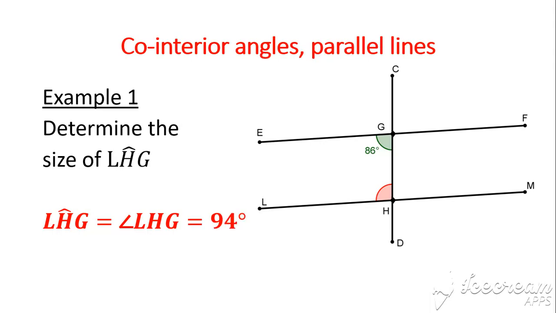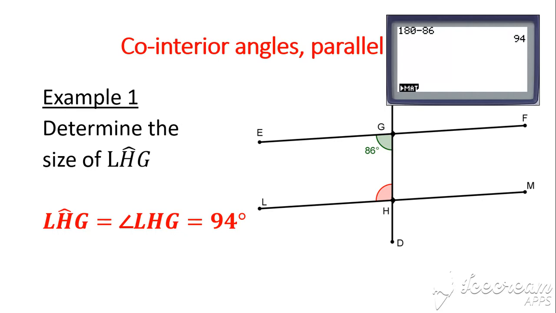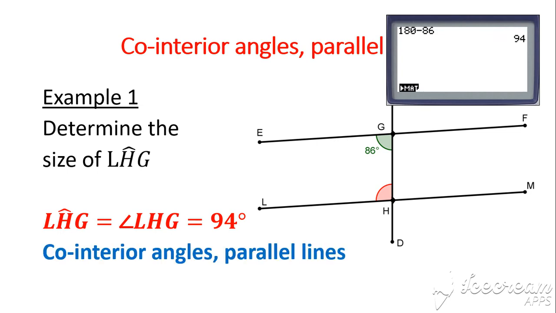How did I get 94? Well, I just grabbed a calculator and went 180 subtract 86, and that left me with 94. Remember, with all these geometric rules we've been doing over the last few videos, you must provide a reason. You can't just put an answer only, and the geometric reason is co-interior angles on parallel lines. Once again, you can say are equal if you want to go that far, but you don't have to.